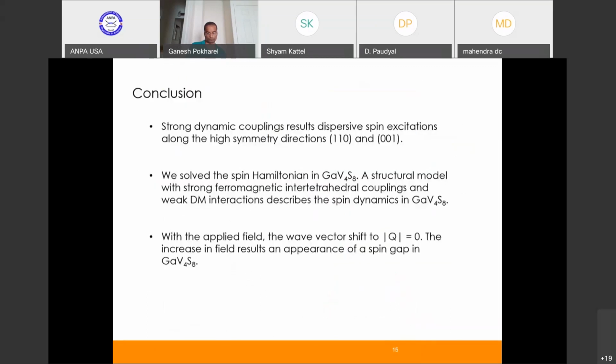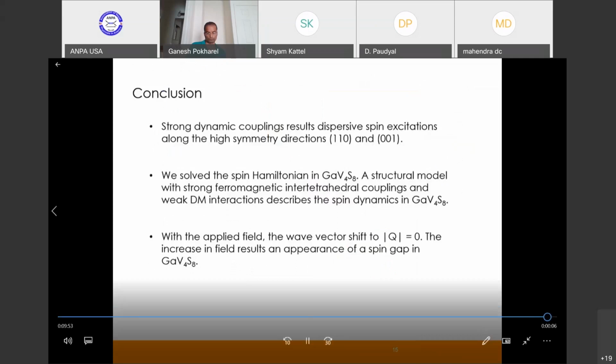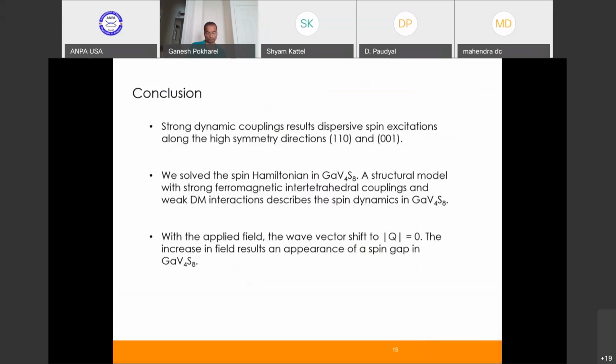Even at the temperature of 2 Kelvin, we observed some finite DM interaction in the system. Thank you for your time. Now I'm open for questions.